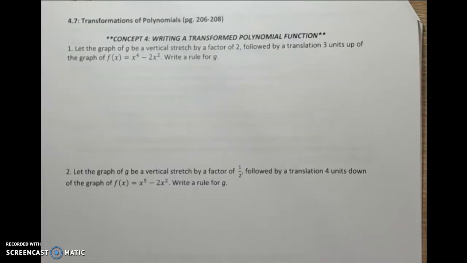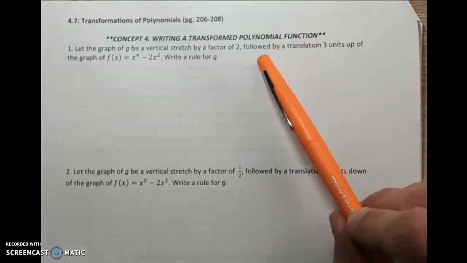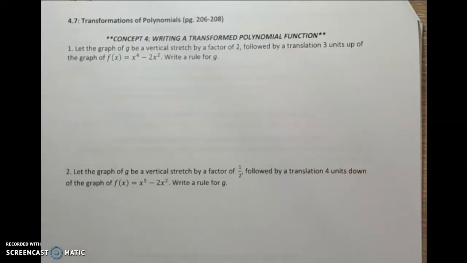So, number one, let the graph of g be a vertical stretch by a factor of 2 followed by a transformation 3 units up on the graph of f of x equals x to the 4th power minus 2x squared. Write a rule for g. Alright, so again, that followed tells me I'm going to do it in 2 steps.